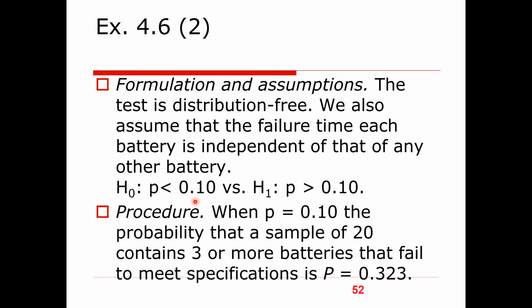And when p is 0.1, the probability of getting 3 failures, and we use capital P to denote that probability, of getting 3 failures out of 20. Or usually we use P lowercase r, short for probability, PR. They are the same. Okay.